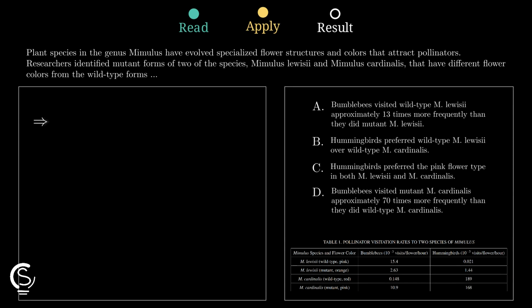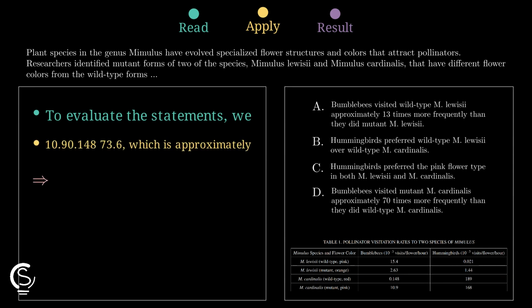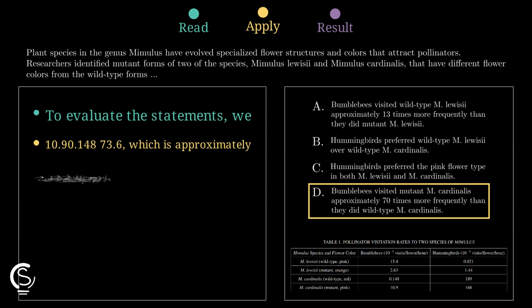For option D, use the bumblebee counts for M. cardinalis. Mutant is 73.6 and wild type is 1.0, so dividing 73.6 by 1.0 gives about 74, or approximately 70. That matches the wording in option D, while the other choices misread which species, pollinator, or comparison the table actually supports.